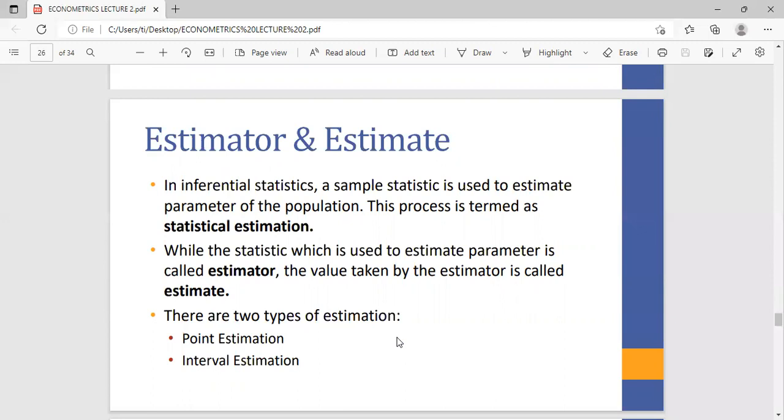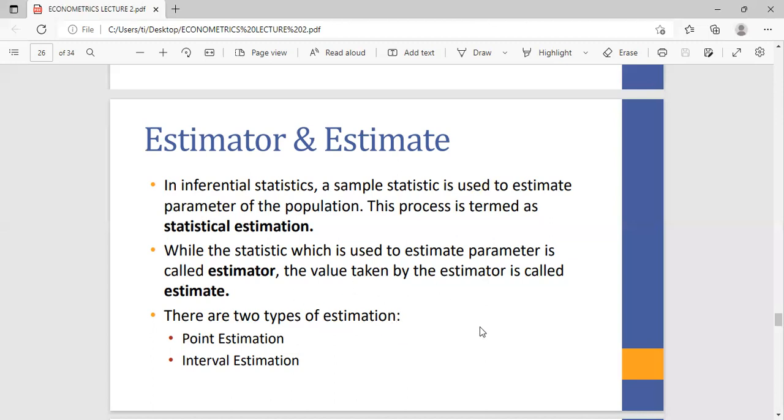This process is termed as statistical estimation. So please remember, a sample statistic is used to estimate a parameter of the population. So alpha hat tries to estimate alpha, and beta hat estimates beta, that is, population beta. So basically, alpha hat and beta hat are sample statistics, and alpha and beta are parameters, population parameters, you can say.